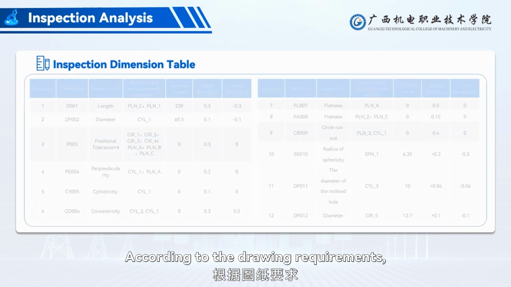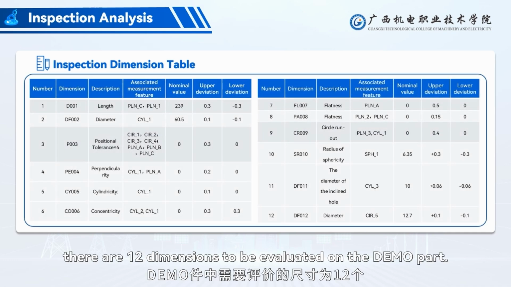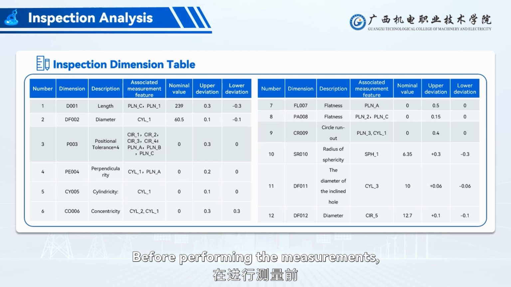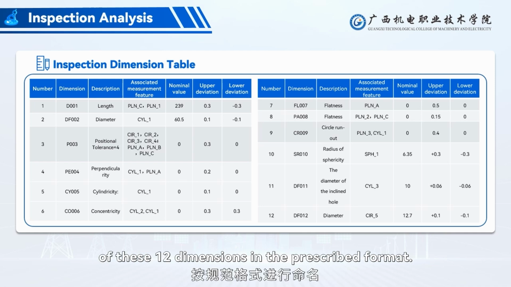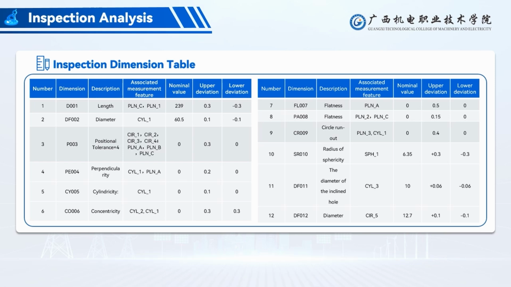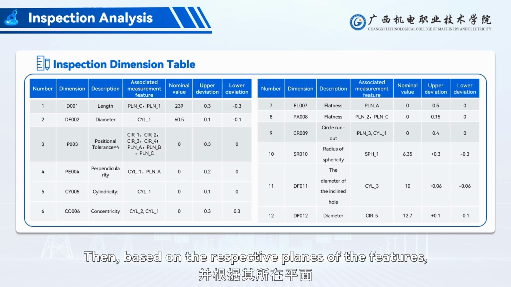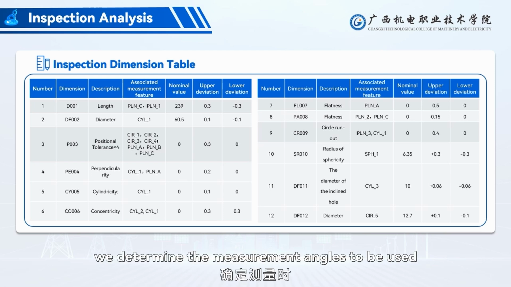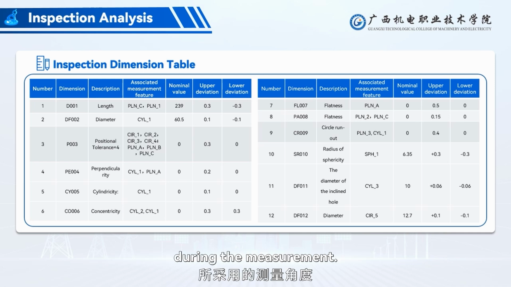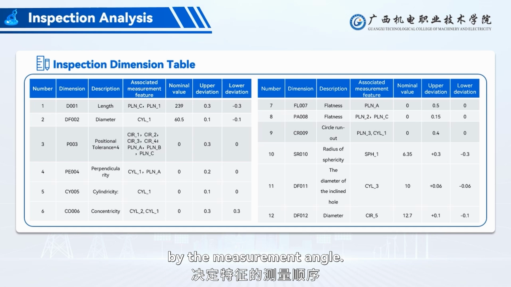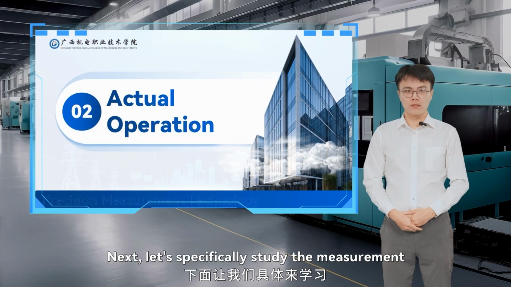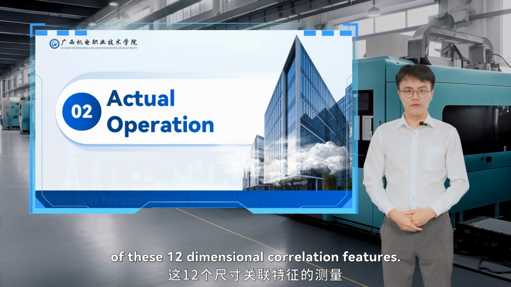According to the drawing requirements, there are 12 dimensions to be evaluated on the demo part. Before performing the measurements, we need to name the associated measurement features of these 12 dimensions in the prescribed format. Then, based on the respective planes of the features, we determine the measurement angles to be used during the measurement. The measurement sequence is determined by the measurement angle. Next, let's specifically study the measurement of these 12-dimensional correlation features.